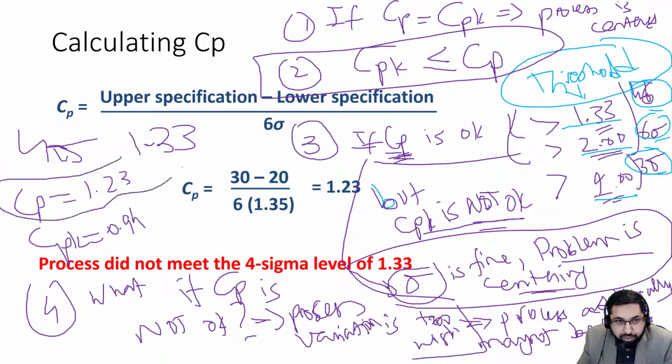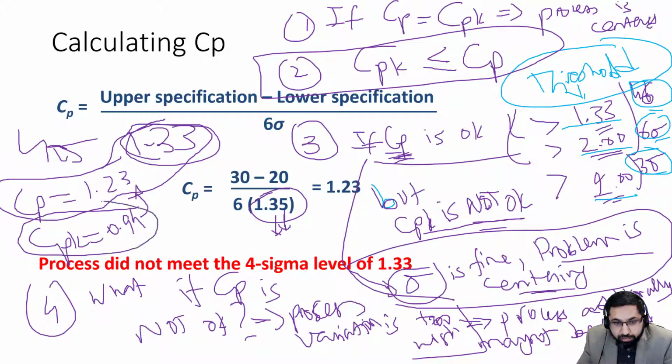Our CP was not okay, so the process variation is too much. 1.23 is too high a process variation. You have to reduce this variation. Once we reduce the process variation down, CP would eventually rise to meet the threshold of 1.33. But we are still not done because CPK was less than CP, so the process was not centered. So in addition to reducing variation, we also need to center the process so that the CPK becomes equal to CP.